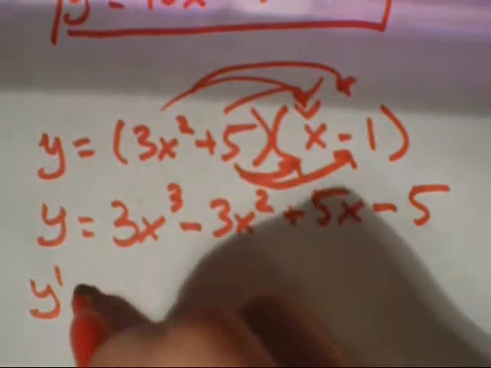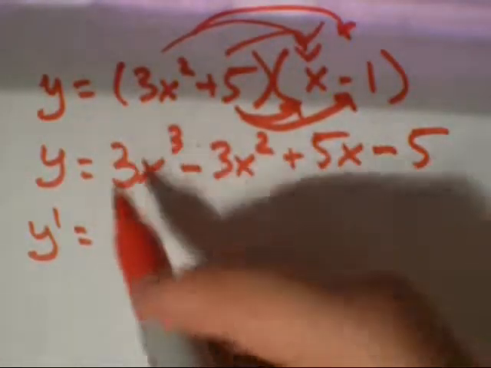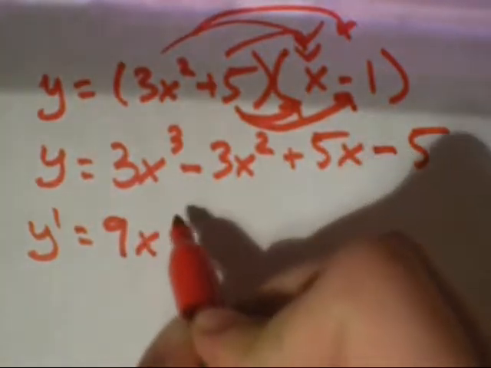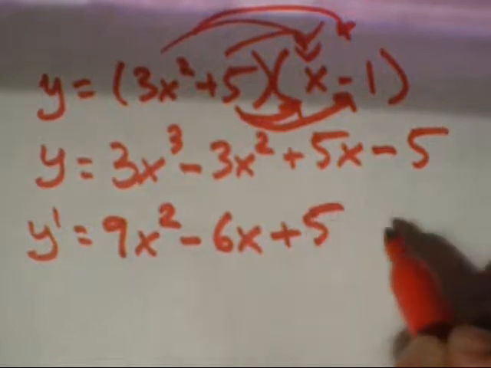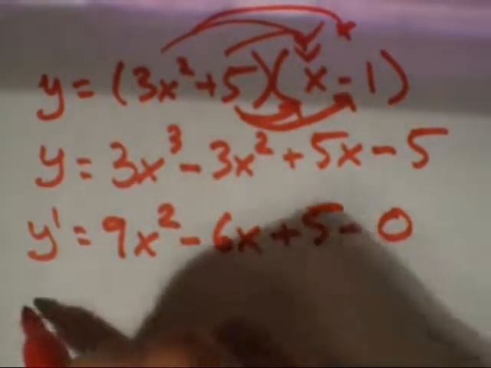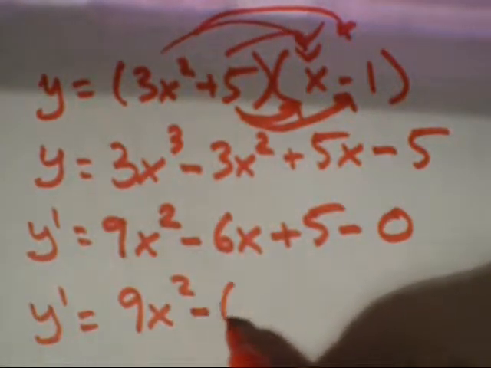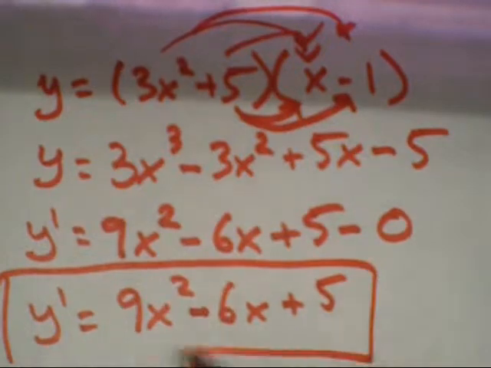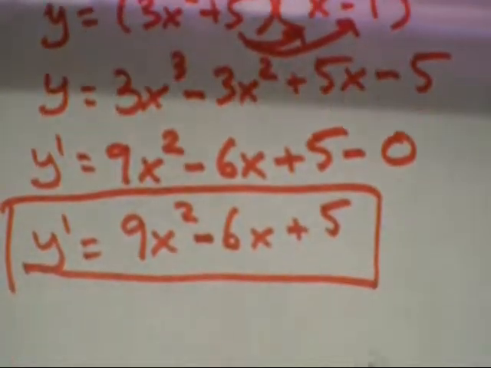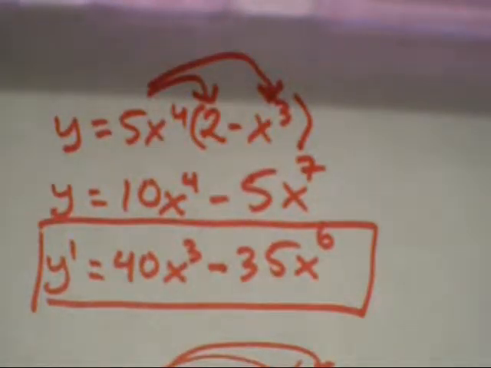So now what we can do is take the derivative, and it's as simple as just the power rule. So 3 times 3, 9x squared minus 6x plus 5 minus 0. So our final answer is 9x squared minus 6x plus 5. And it's as simple as that. Just remember the addition rule when you get to things that are more complicated.